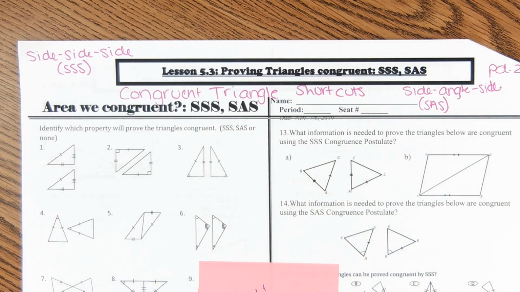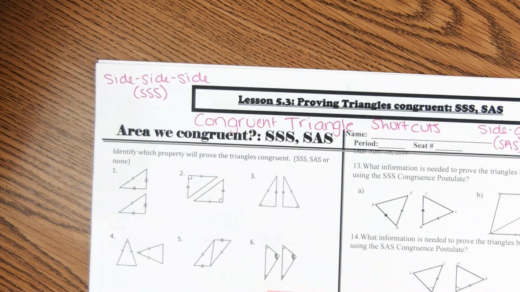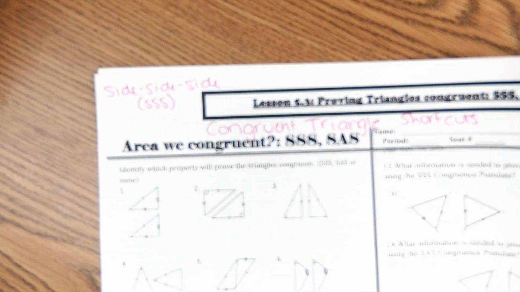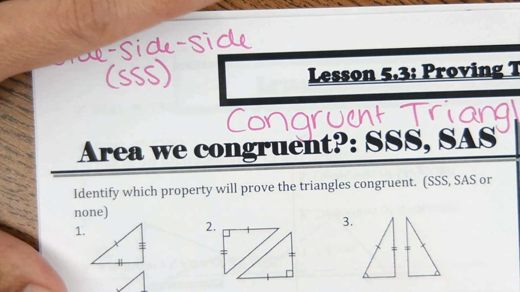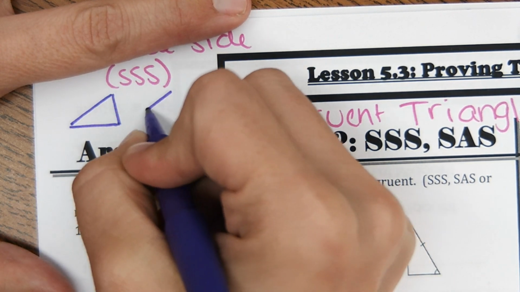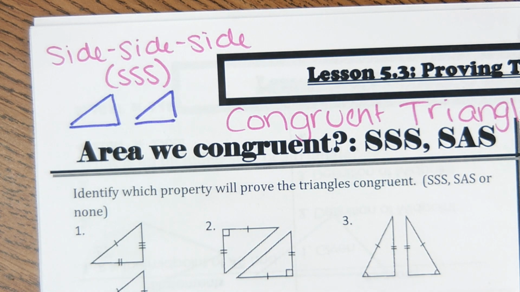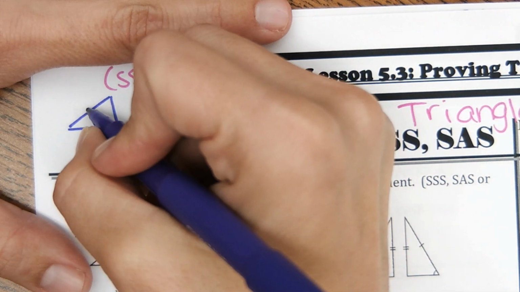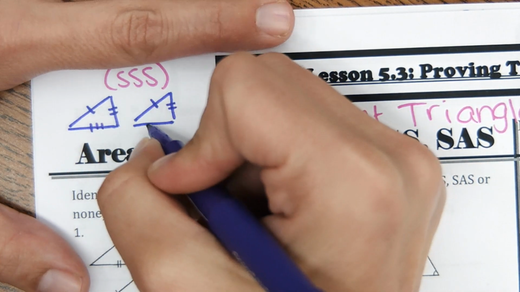So we're going to just work on two at a time. And the first shortcut is called side, side, side, and it's abbreviated SSS. And what this looks like, zoom in here. I'm going to draw two triangles that to me are congruent, just freehanding, but two triangles that are the same shape and size. Okay, so on these triangles, we're told that this side equals this side equals this side, and this side is the same length as this side.